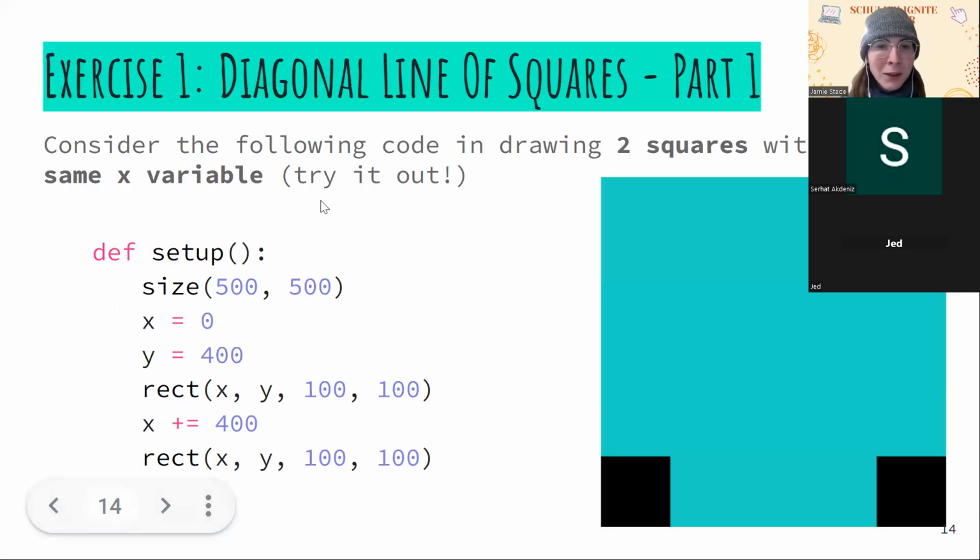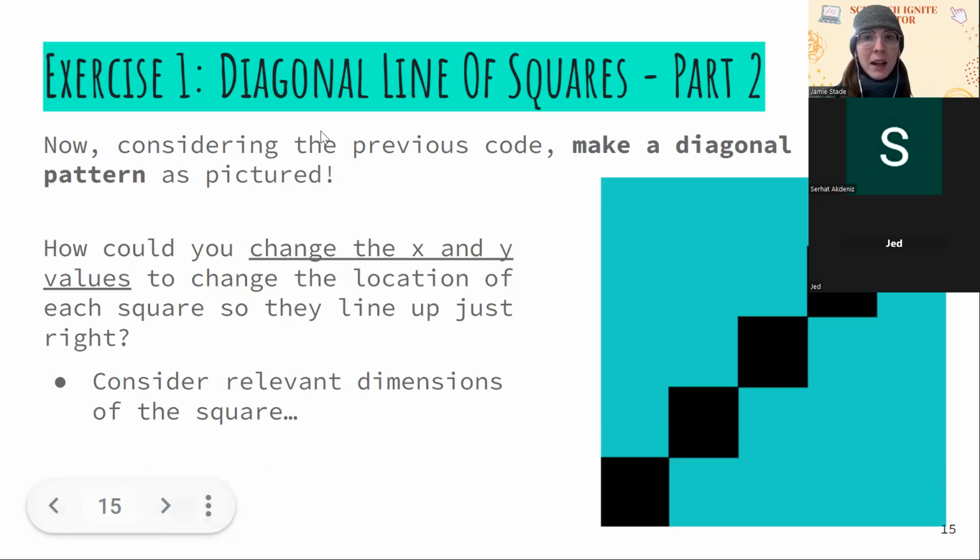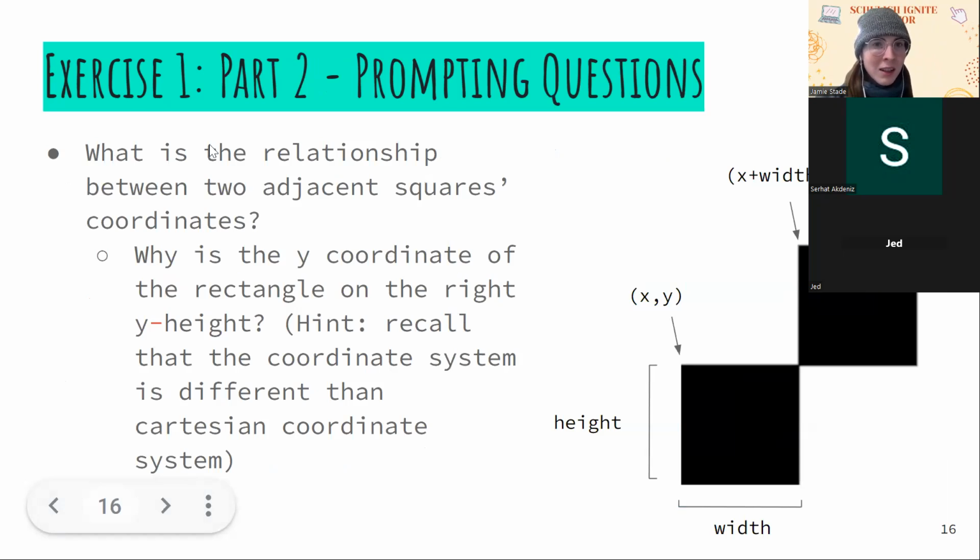Okay, so now onto our first exercise of the session. We're going to be considering the following code, drawing two squares with the same x variable. You can copy this straight off the slides. And what we're going to be doing with this code is making a diagonal square pattern as pictured. So we have to think here, how could we change the x and y values to change the location of each square so that they line up exactly in a diagonal? And we're going to look at what the relationship is between the two adjacent squares' coordinates.